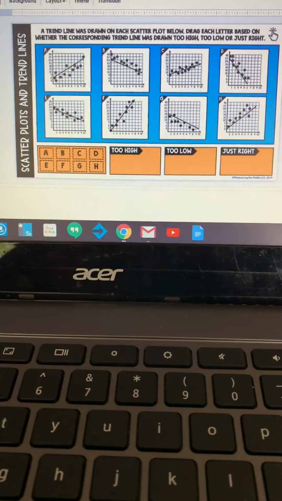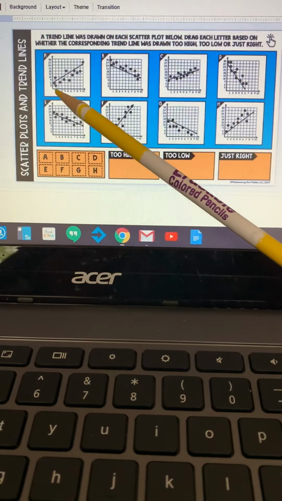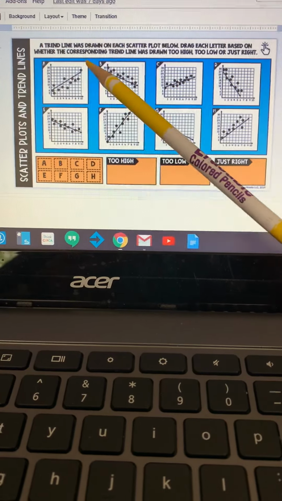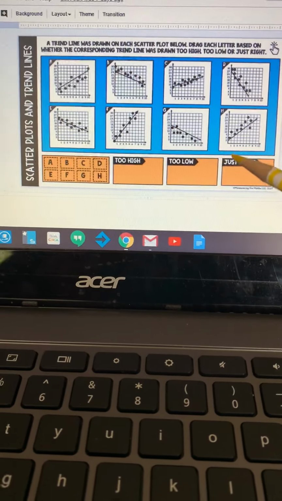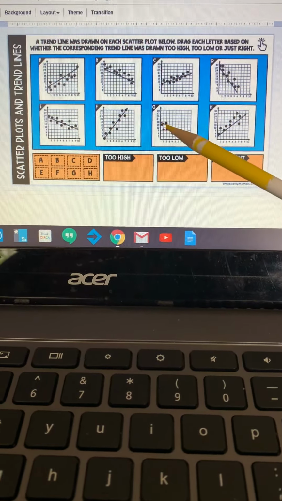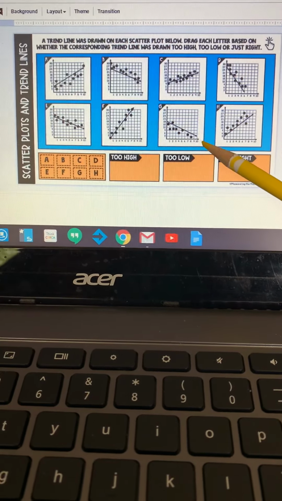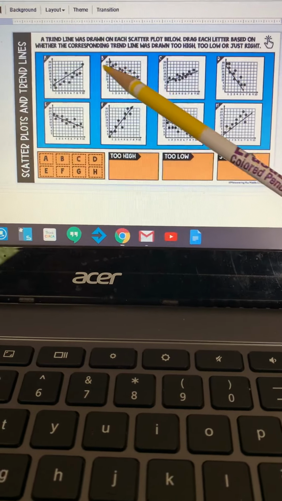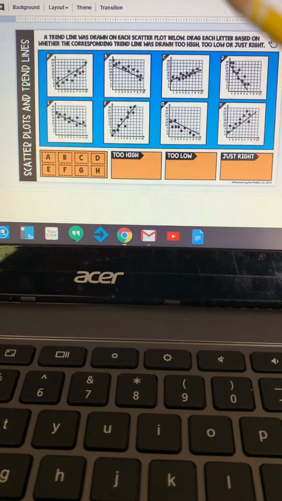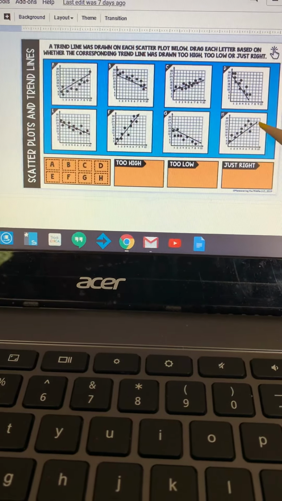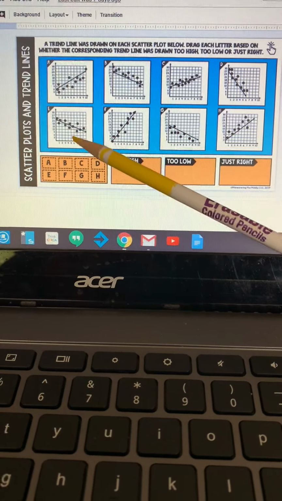An example of something that is too high is like this one, where you have all these dots and this line is plotted above all of those dots. And here's another example, even if they're going down, it's above too many of the dots. The goal is for it to go through as many dots as possible. For it to be too low, it would be like this guy, where it's below most of these dots, or this one is below. But just right would be like this guy, where it's going right through the middle.